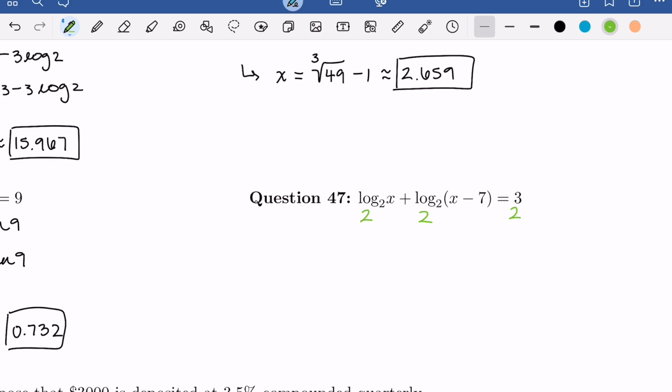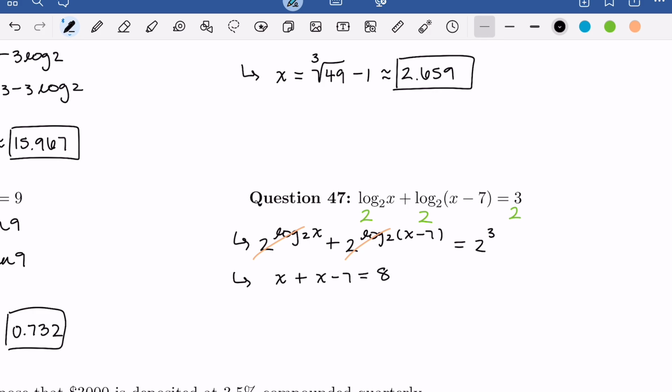So we're going to have 2 to the log base 2 of x plus 2 to the log base 2 of x minus 7. And then on the right-hand side, we're going to have 2 cubed. So we know that these guys are going to undo each other here. So we're just going to be left with x plus x minus 7 on the left-hand side of our equation, and then that's going to be equal to 8.